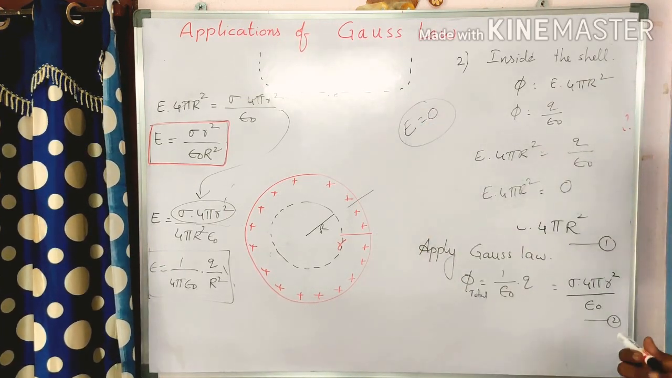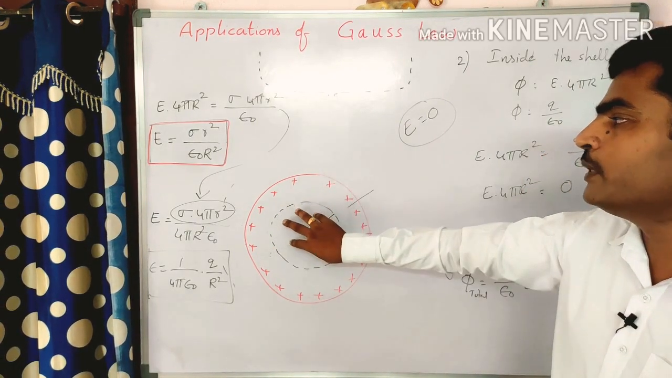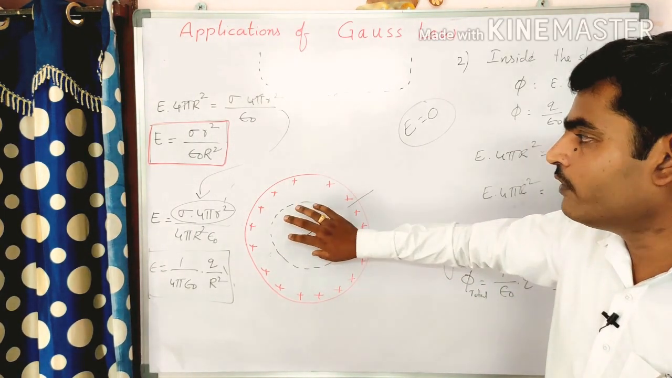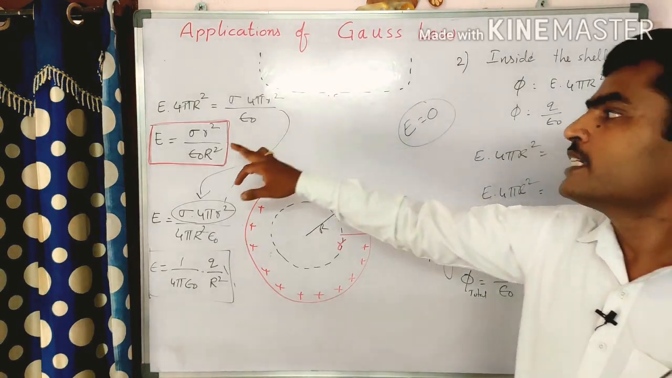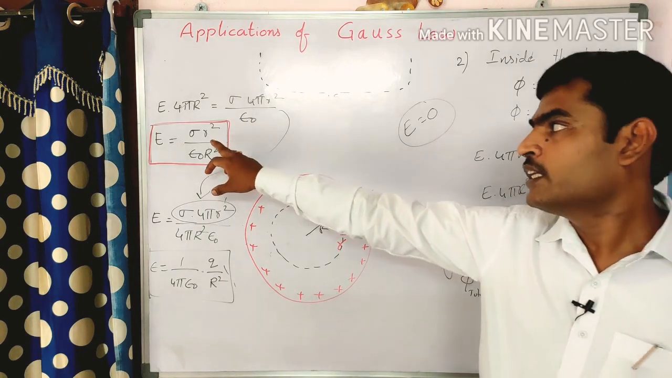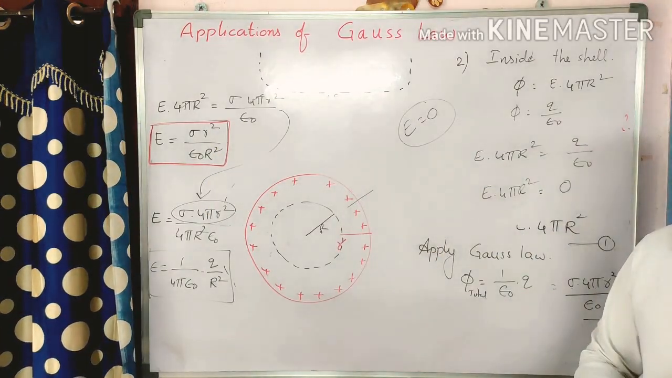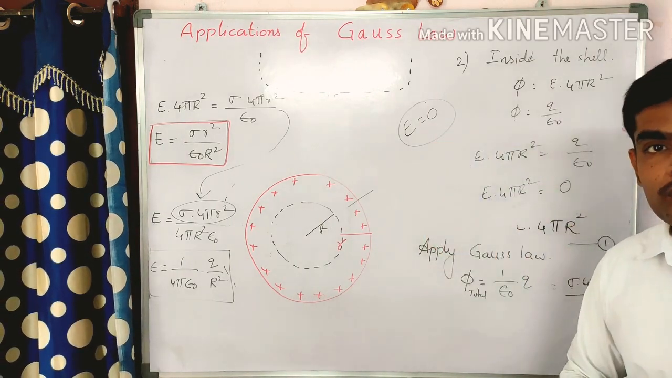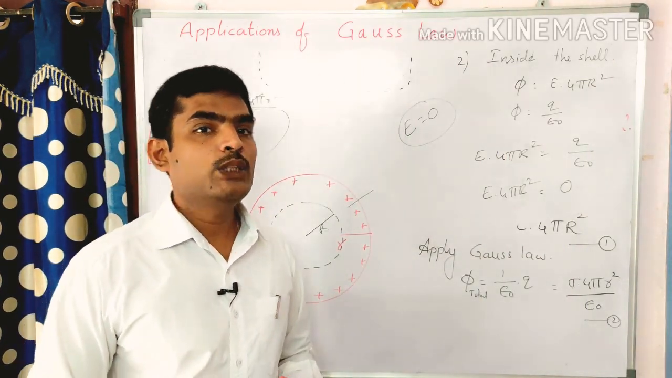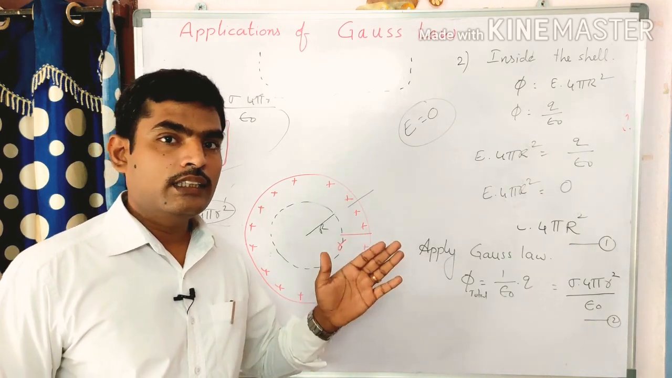So the electric field inside the charged sphere is 0. The electric field outside the charged sphere is sigma r square by epsilon naught r square. In the numerator, r is the shell's radius. In the denominator, r is the Gaussian surface radius, which you have taken outside the shell. So these are the applications of the Gauss law. With this we are concluding our chapter, electric charges and fields.